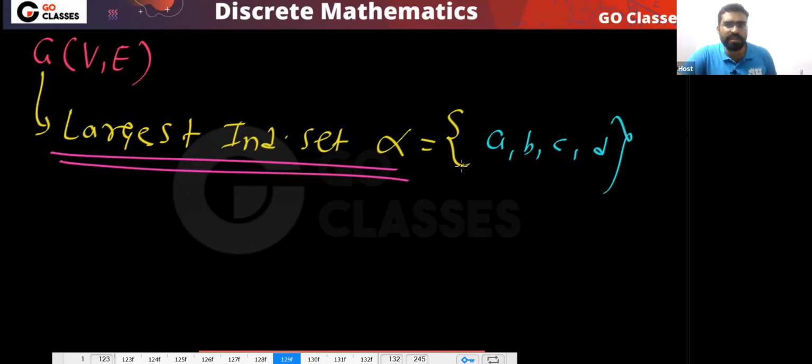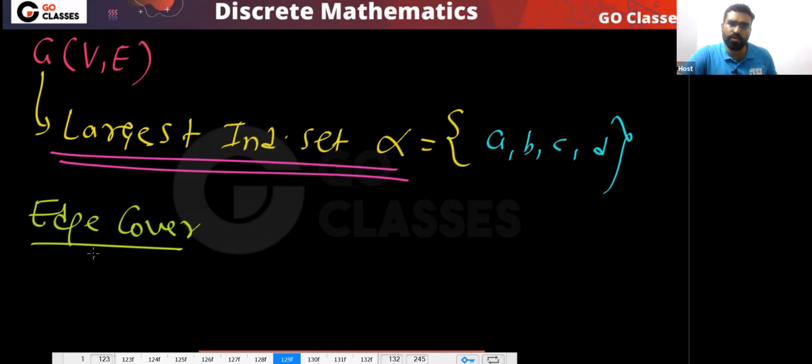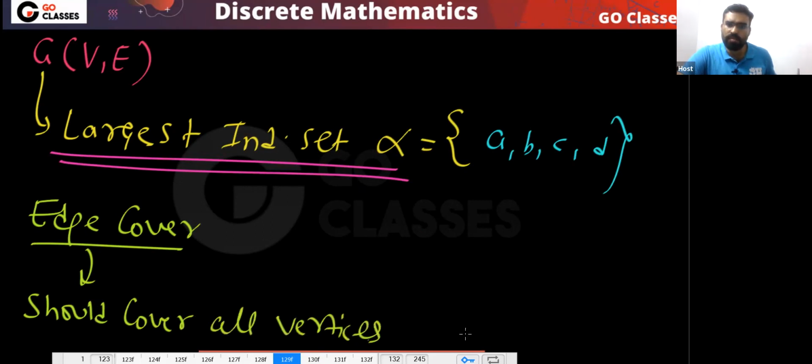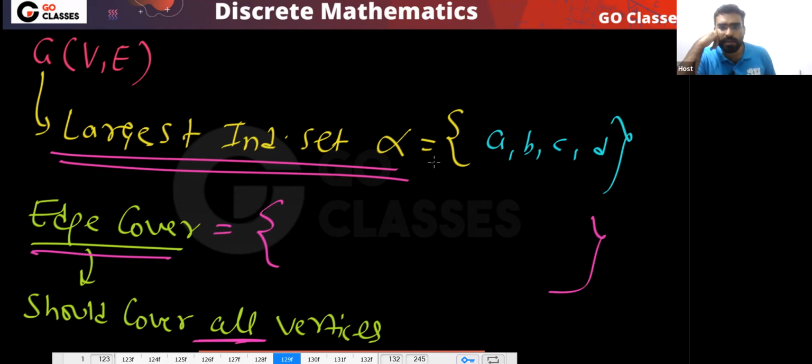If this is the largest independent set, what will edge cover do? Tell me what edge cover will do. It should cover all the vertices. Yes or no? Agree? Edge cover should cover all the vertices.